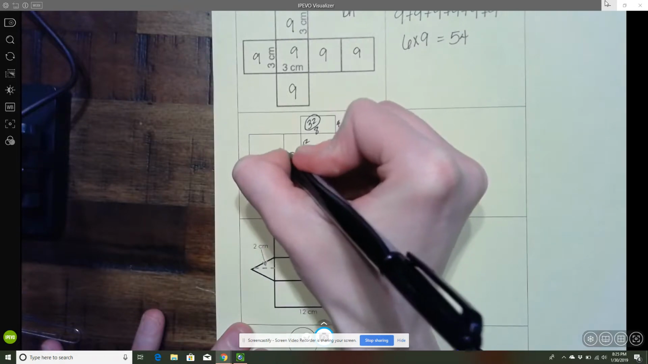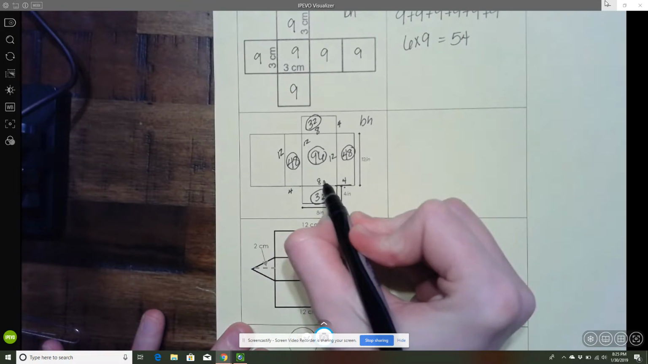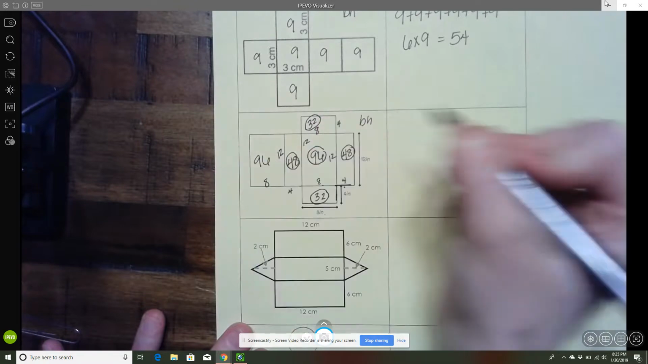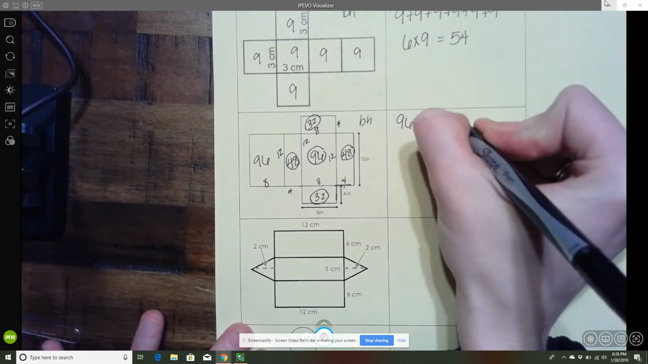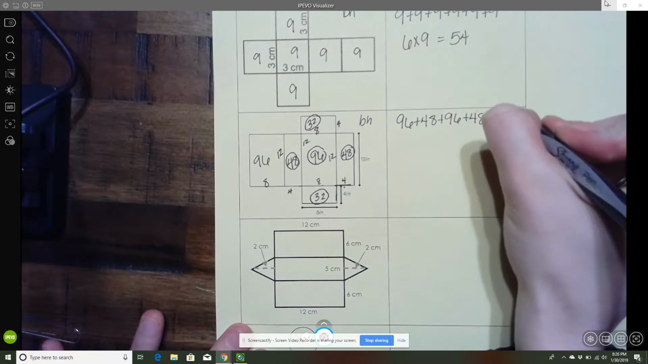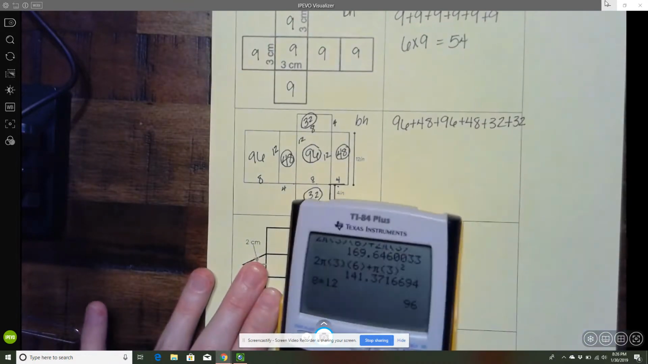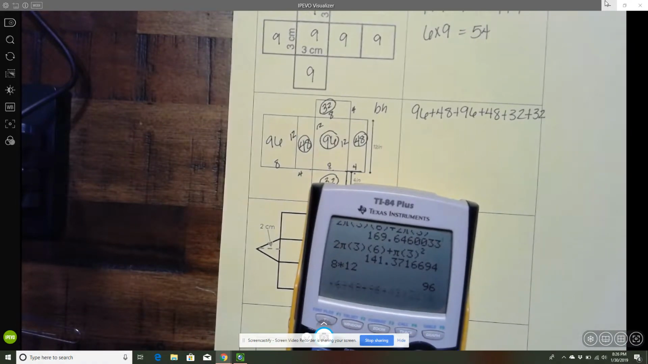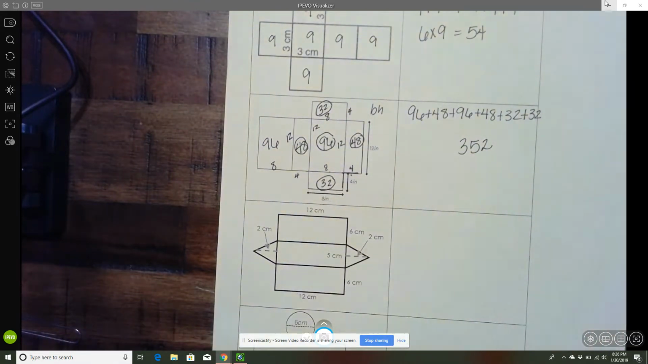And then if this one's 12, then this side is 12. And then down here, you can see this one's the bigger side. It would match up here. And that one would be 8. So 12 times 8 would be 96. So I would have 96 plus 48 plus 96 plus 48 plus 32 plus 32. So if we add all those up, we get a surface area of 352.